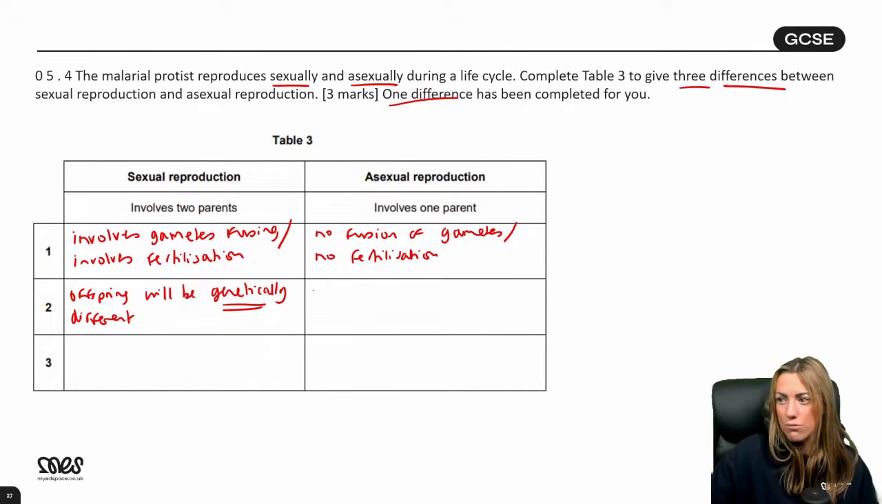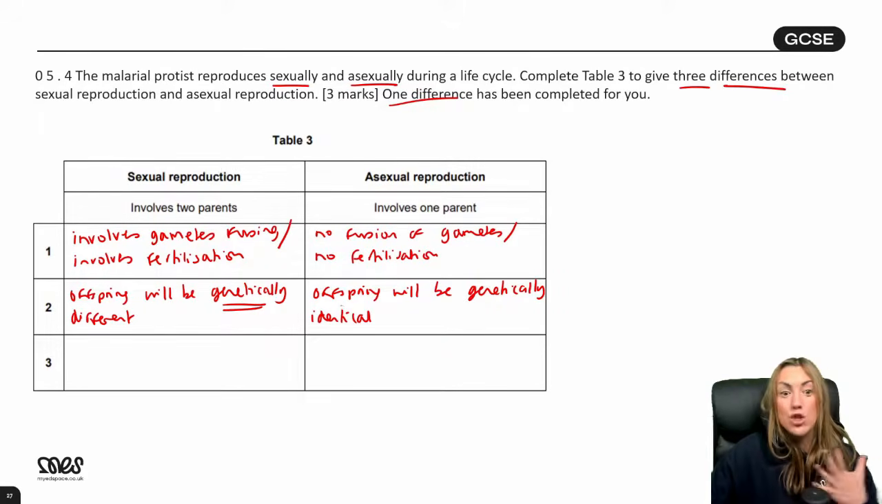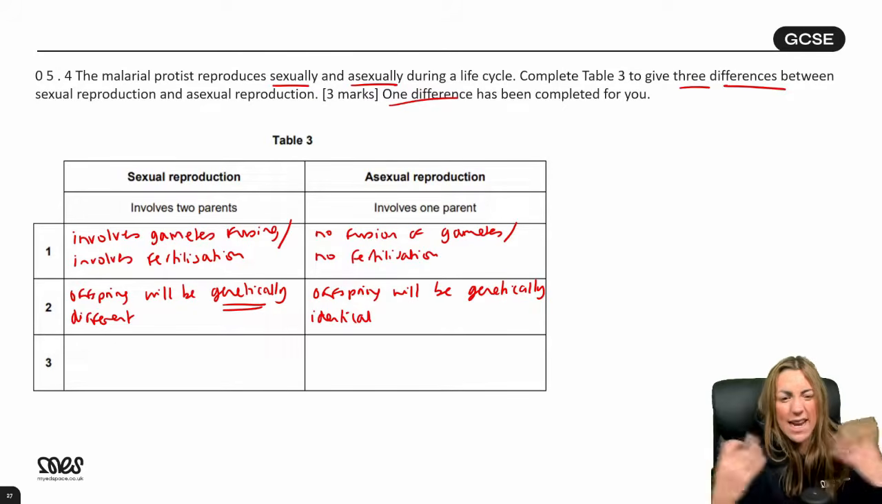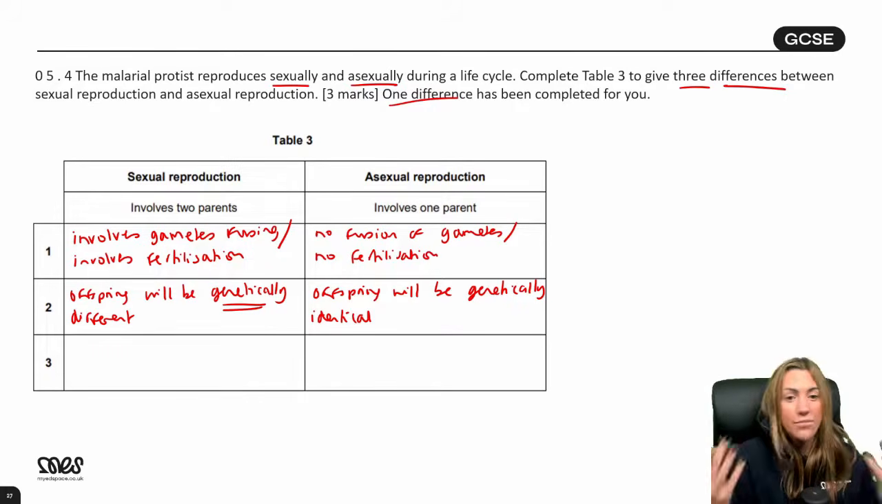With asexual reproduction, offspring will be genetically identical, or you could say there is no genetic variation, because obviously the offspring are getting all of their DNA from one parent, right? So they'll have the exact same DNA as their parent, so they'll be clones.